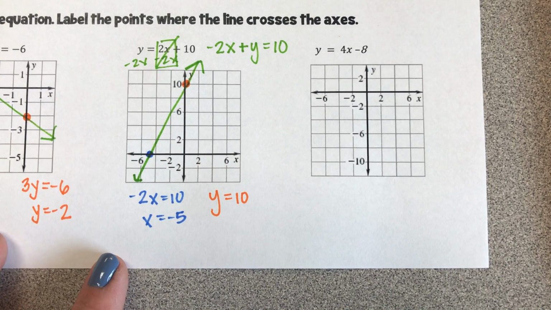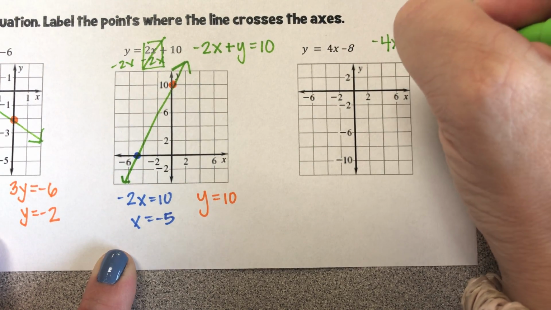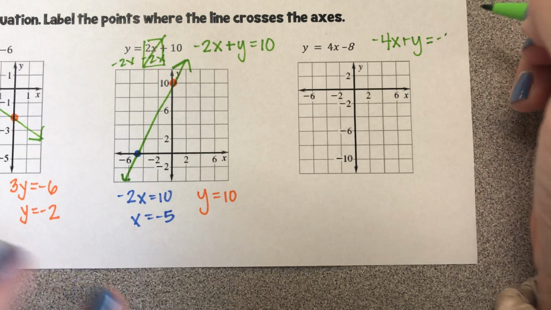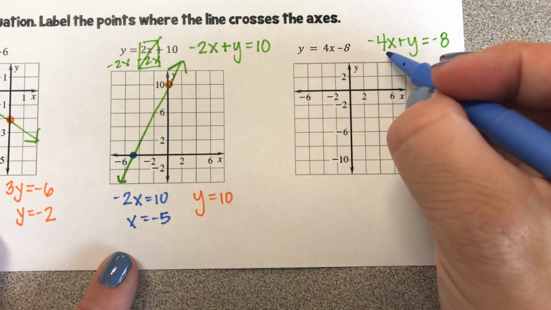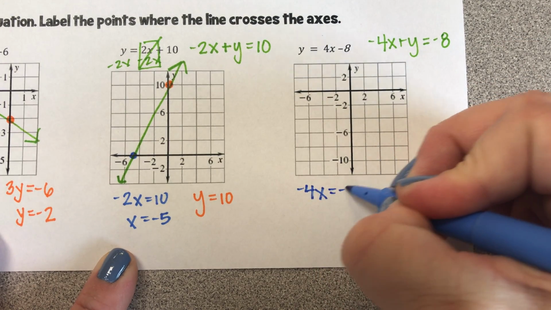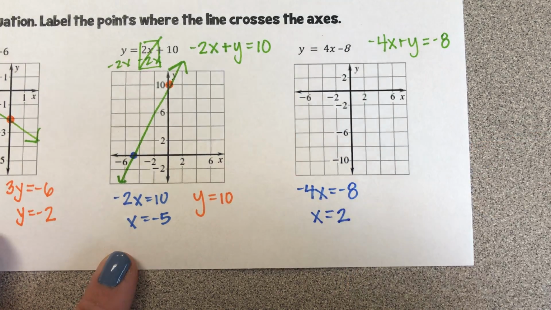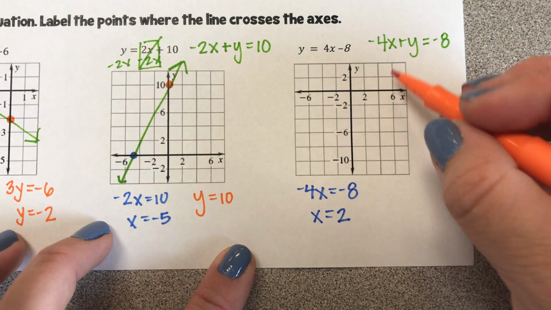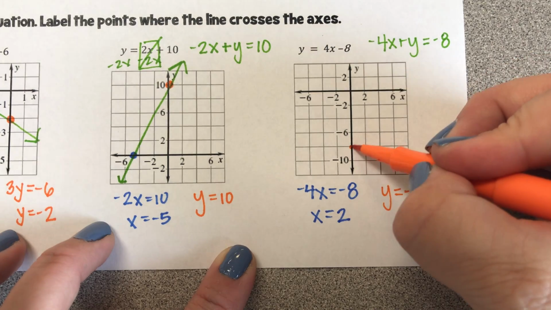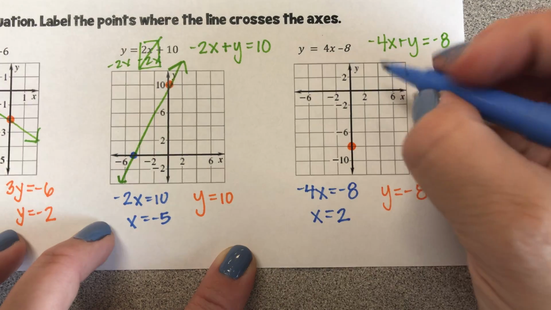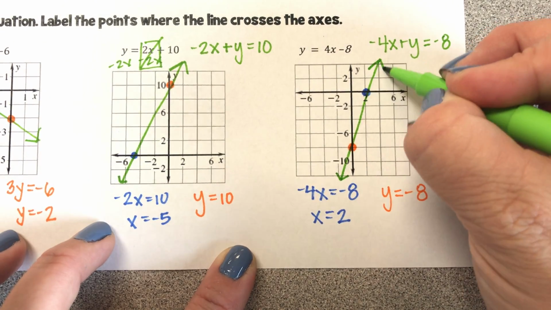Okay, and this last one, again, it's not in standard form. I'm going to subtract 4 x's from both sides. So negative 4x plus y equals negative 8. And then when I go to find my x-intercept, negative 4x is negative 8. So I divide both sides by negative 4 to get x is 2. And then here, when I put a 0 in for x, I just get y is negative 8. So y is negative 8, x was positive 2, and this is how we connect it.